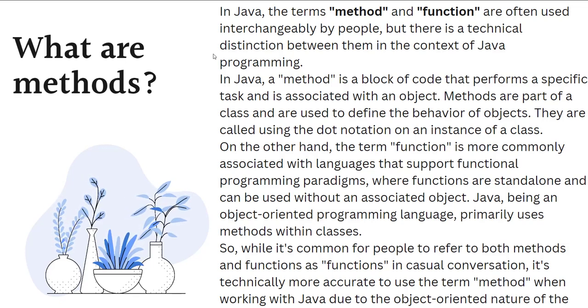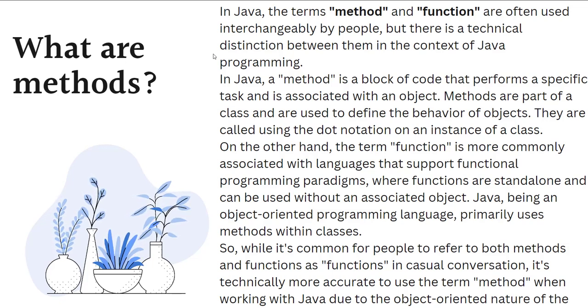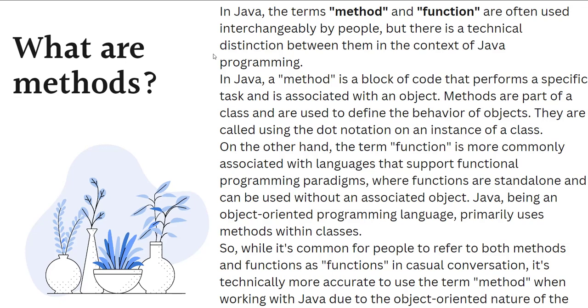They are called using the dot notation on an instance of a class. On the other hand, the term function is more commonly associated with languages that support functional programming paradigms, where functions are standalone and can be used without an associated object. Java, being an object-oriented programming language, primarily uses methods within classes. So, while it's common for people to refer to both methods and functions as functions in casual conversation, it is technically more accurate to use the term method when working with Java due to the object-oriented nature of the language.